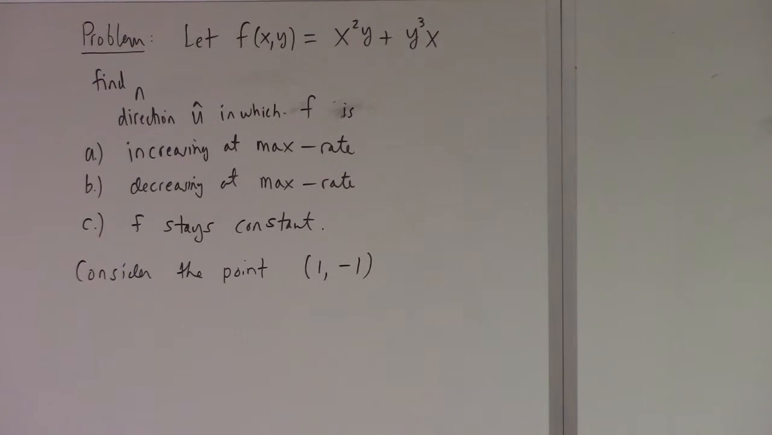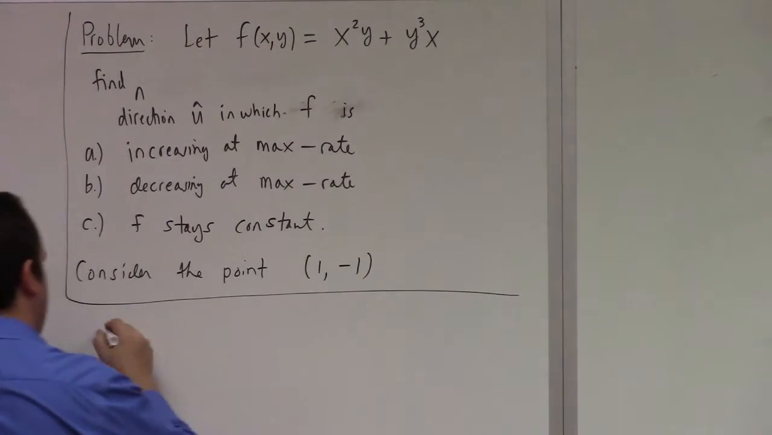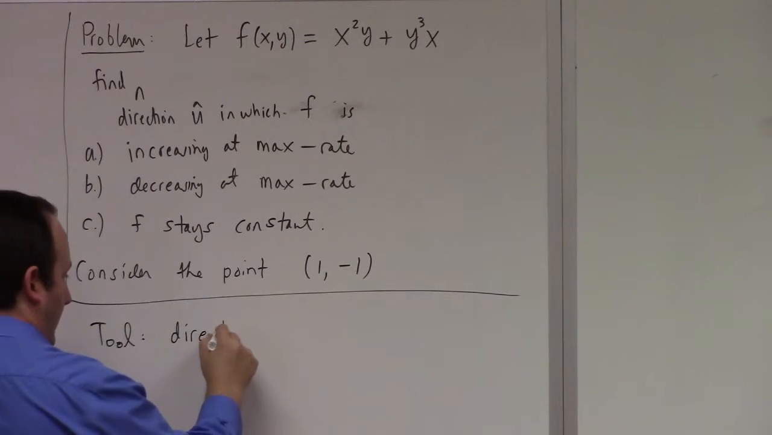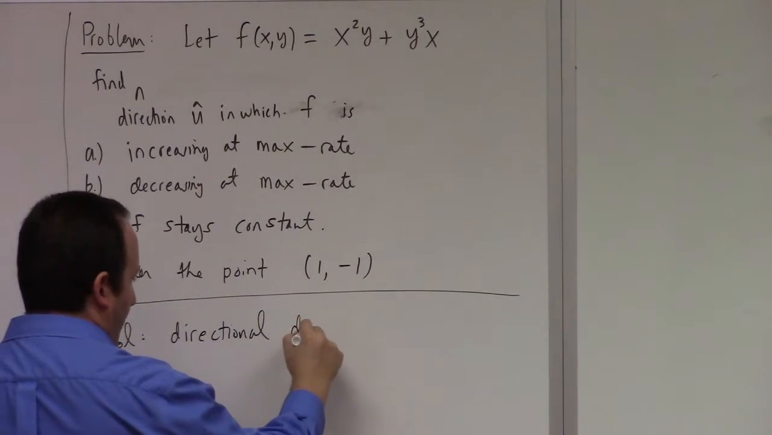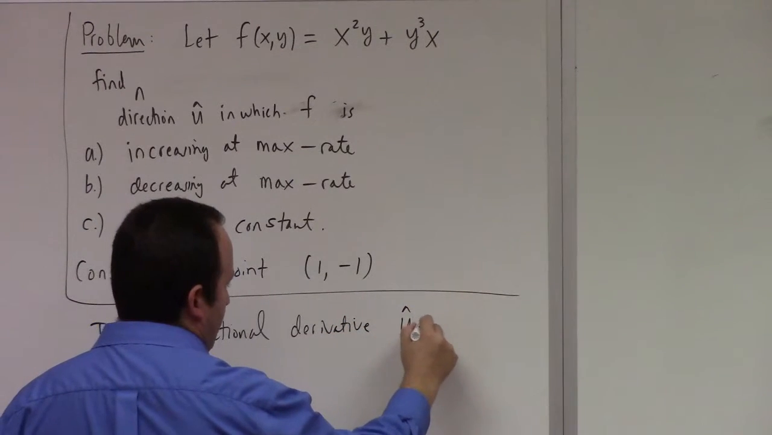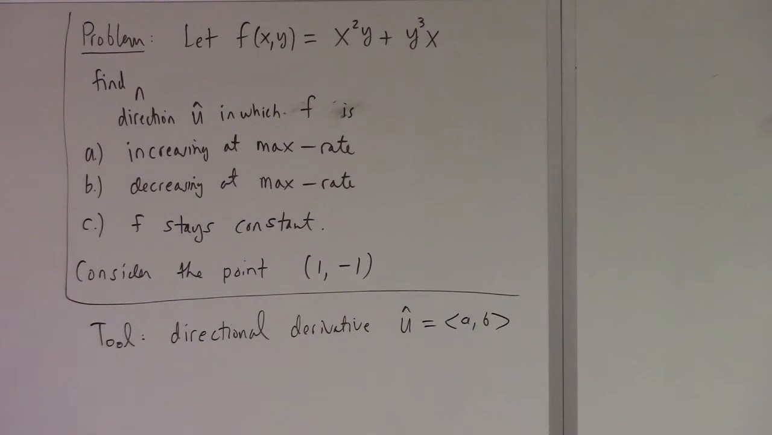So how do you figure out how a function is changing at a point? What is the tool to investigate that with? Derivatives, right? So the tool we're going to use is the directional derivative. And we're going to let u equal (a, b). Since we don't know it, we'll let it be variable, right?